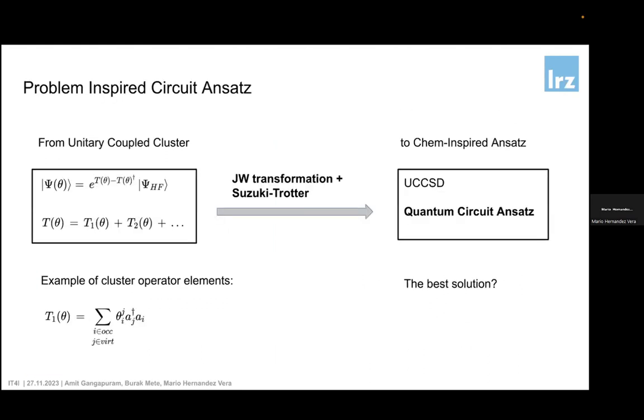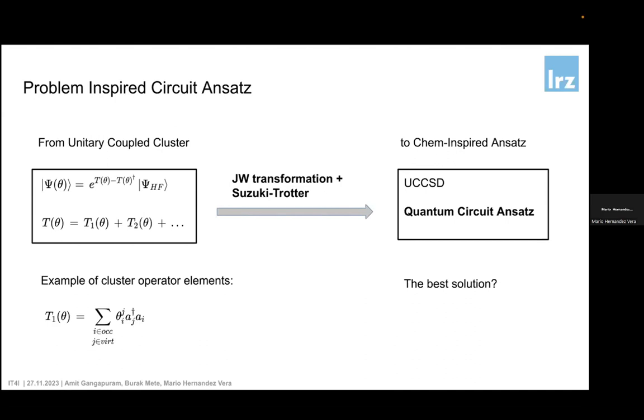This Jordan-Wigner transformation is also useful when we create or design new ansatz for the VQE, because we can start from a fermionic formulation, for example the unitary coupled cluster. In it you have a wave operator acting on the Hartree-Fock state, which will provide you a much better wave function that takes into account correlations and so on. And for example, here, we can truncate this cluster operator. I will just show you one of the examples here.